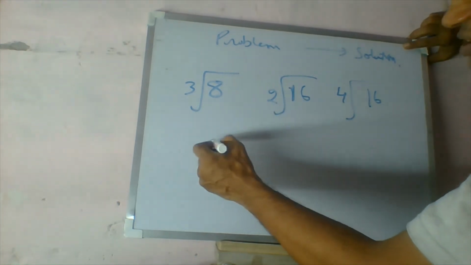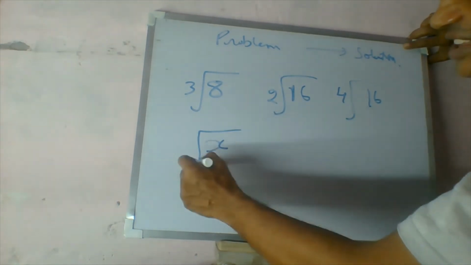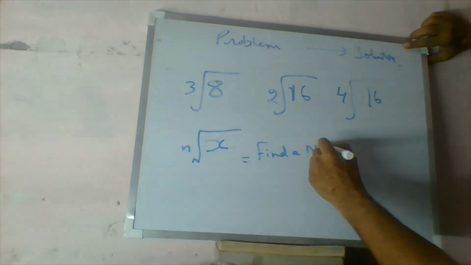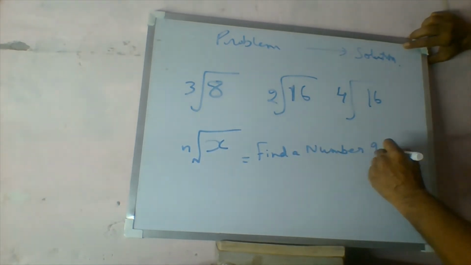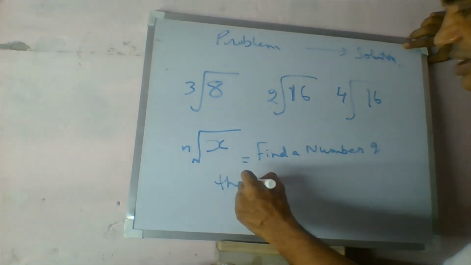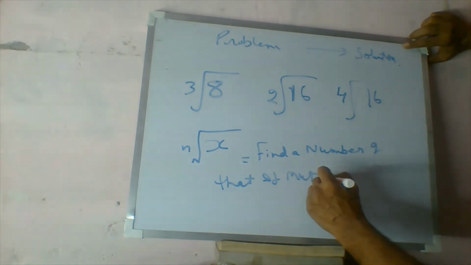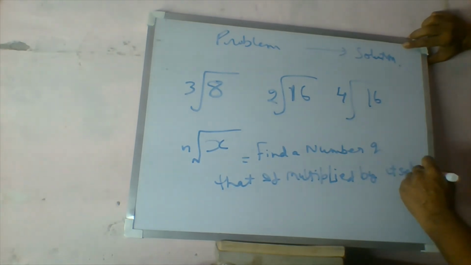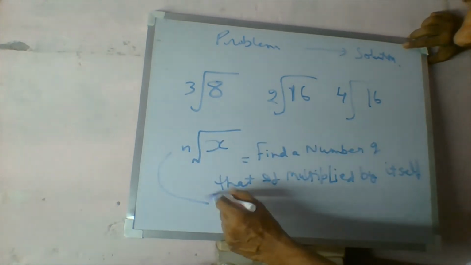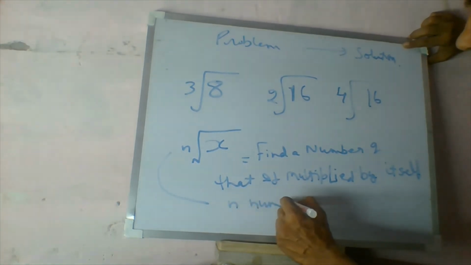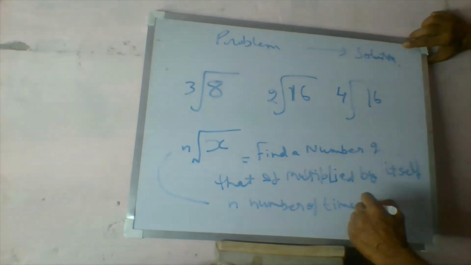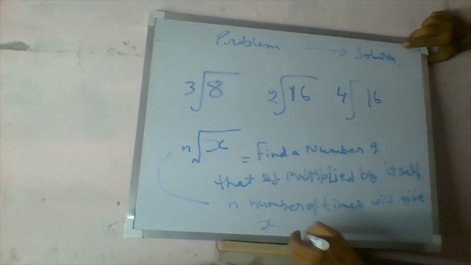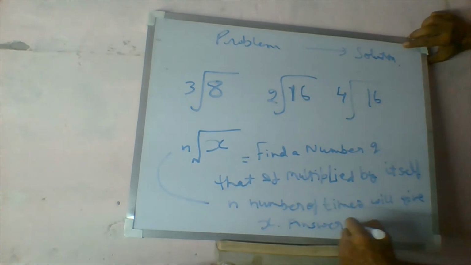And the meaning of this is, the nth root of x is asking us to find a number that, if multiplied by itself n number of times, will give x. Hence, the answer will be that number.